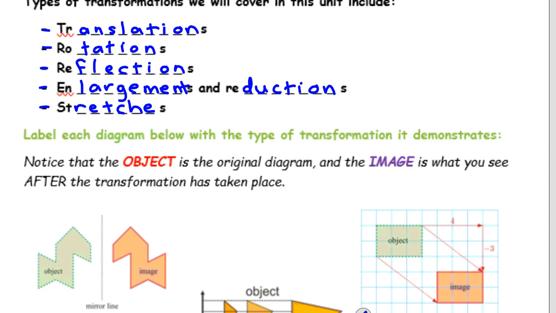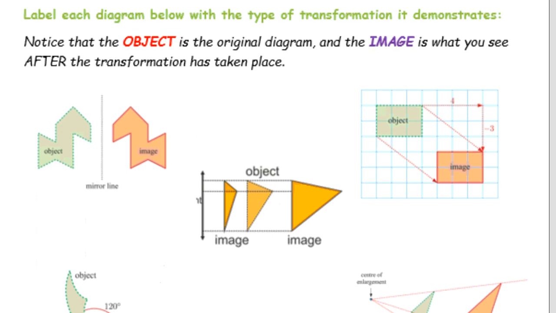So let's have a look at these pictures below and see what they seem to match up with. Notice that the object is the original diagram, and the image is what you see after the transformation has taken place. I'll label the object in red just to point out what it was. The image, we can label in purple. The image is the result. The object is what you had originally, and the image is the result of the transformation.